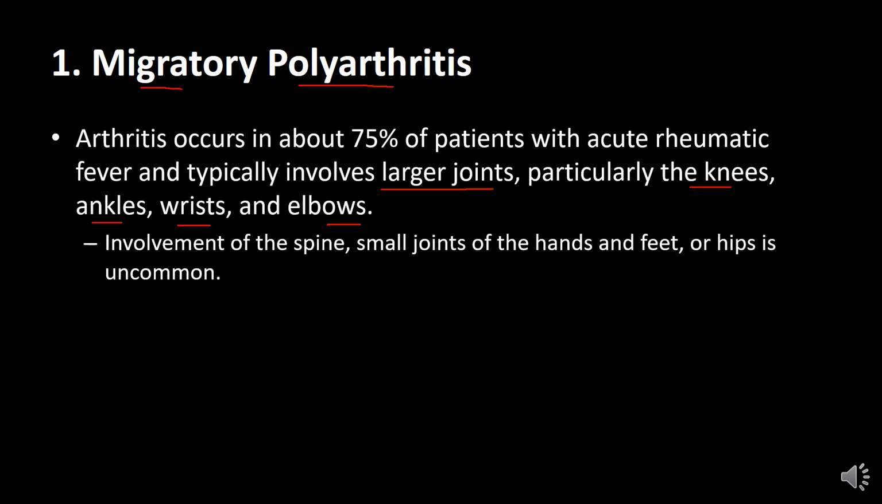One joint may start getting inflamed for around 3 days, and by the time it's getting better on its own, in fact sometimes it doesn't need any treatment, it just resolves on its own. And by that time, another joint is taken up. It's like a relay. If you remember the relay run, it's like a relay. So involvement of the spine, small joints of the hands and feet, or hip is uncommon.